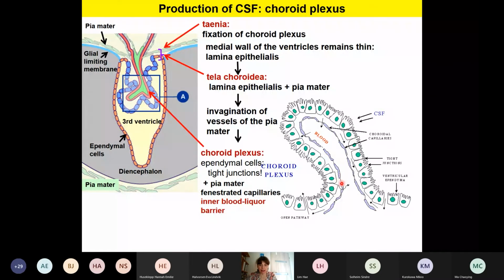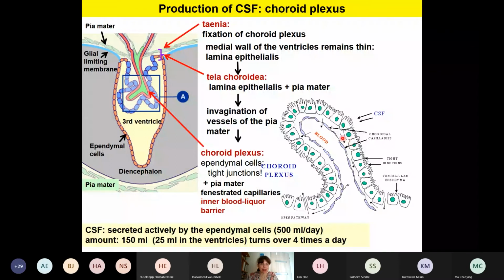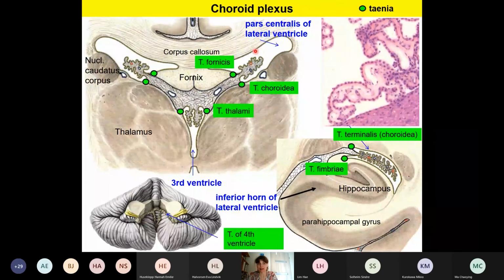And the cerebrospinal fluid is actively produced by the ependymal cells, so they transport sodium, and the sodium drains then water. And the taeniae, I want to mention, are sites for fixation of the choroid plexus, and in the practice you will learn these sites. So now at the moment you won't understand this picture, but later you will learn where the choroid plexus is fixed in the lateral ventricle. Here you can see the central part, for example, of the lateral ventricle, or the inferior horn of the lateral ventricle. We also have choroid plexus, and in the third and fourth ventricles we also have choroid plexus.